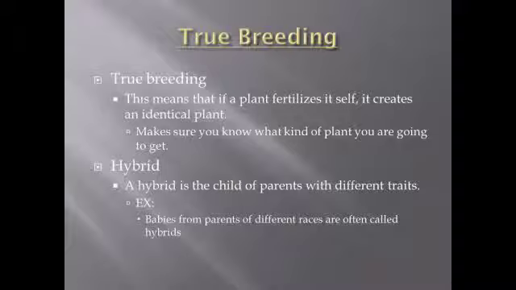Oftentimes, babies from parents of different races, somebody who's Asian and somebody who's African-American, for example, would be considered an Asian-African-American hybrid. But hybrids even go more specific than that, in the fact that, like for me, I am a hybrid of my mom and my dad, and you guys are hybrids of your parents. So hybrid is kind of a broad term. You'll learn later on, it's not really used that way very often. Just understand that a hybrid is the child of parents who have different traits.